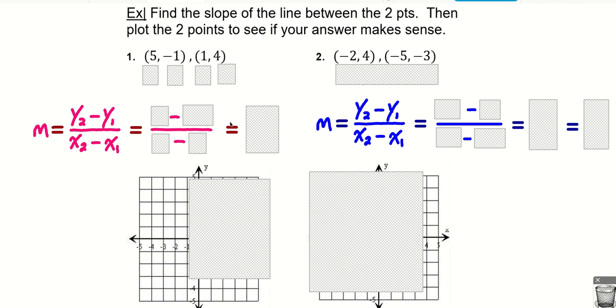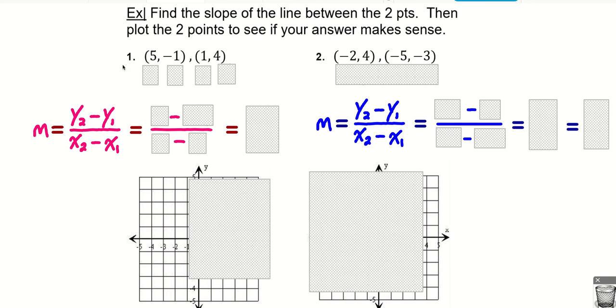And let's do a couple examples seeing this in action, right? So just like I was saying, the directions will say find the slope of the line between the 2 points, or like a line that would contain both of those points. Then plot the 2 points. We're going to go the extra mile here. This is not a normal part 2, but then we're going to plot the 2 points to see if your answer makes sense. All right, so here we go.